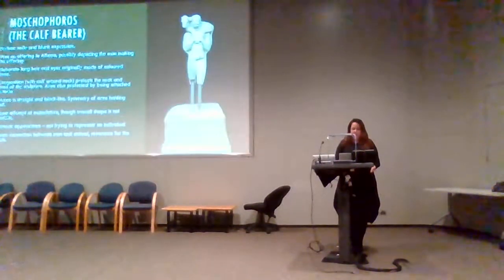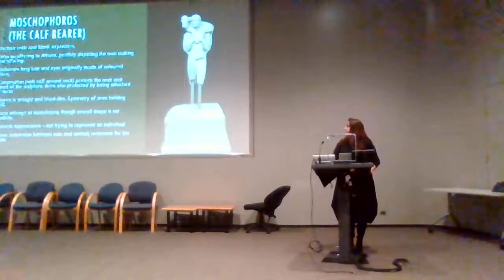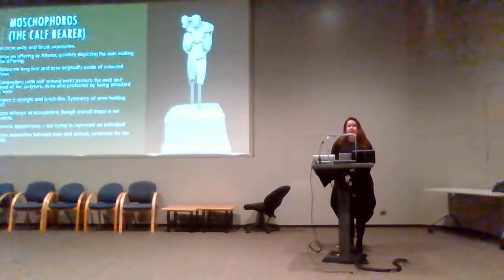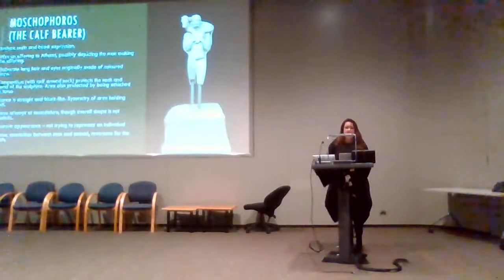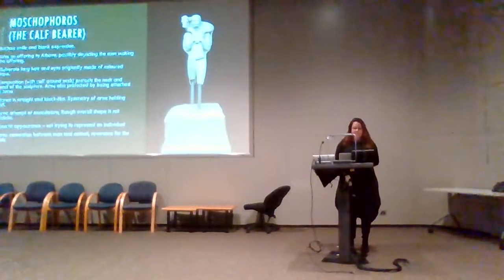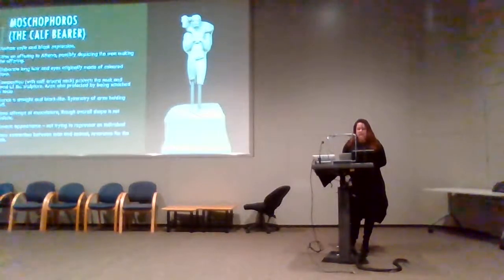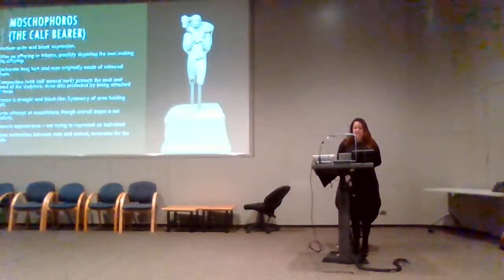So let's have a look at our first sculpture, the Calf Bearer. And we see that he has his little archaic smile, and he's quite generic in his expression. So I've just got some details about his context. So he's an offering to Athena. I'm sure you know all of this stuff. I'm sorry if I'm repeating some of the things you've had in class, but I'll just move through it quite quickly.